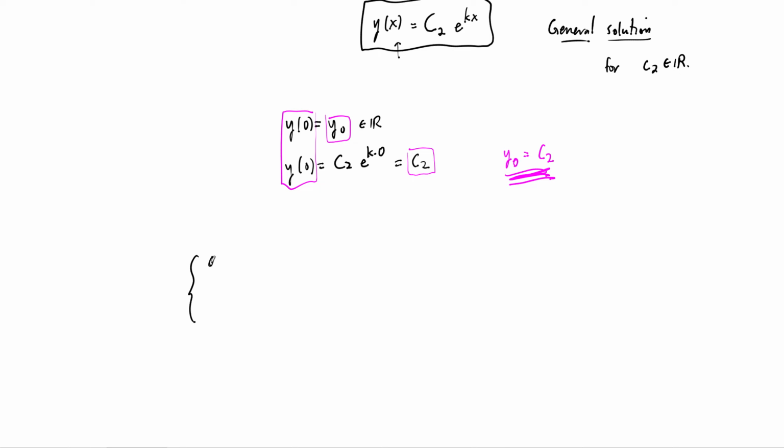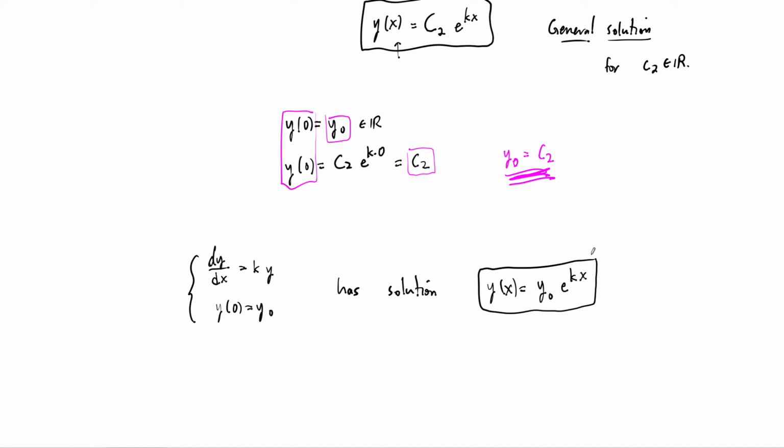I'm going to rewrite the problem. So dy by dx is equal to k times y. There's our differential equation. Initial value, y of 0 equals y naught. This thing has the solution, by the way, now it's the unique solution, that y of x is equal to the initial value, y naught, times e to the k times x. Okay, and so that is the general solution to the exponential growth problem.